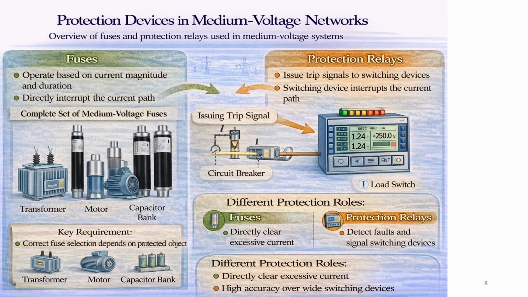A protection relay operates by issuing a trip signal. This signal is sent to the switching device. The switching device, such as a circuit breaker or load switch, then opens and interrupts the current. This separation of function is important. The relay detects and decides, the switching device interrupts the circuit. This principle applies to most modern medium voltage protection schemes.